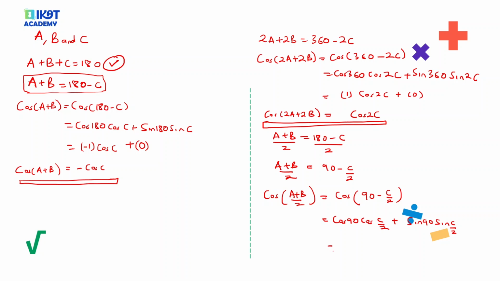You put this into your calculator: cos 90 is 0, so that entire term becomes 0, plus sine 90, which is 1, so this is sine c over 2. So we get cos of a plus b over 2 is equal to sine c over 2. This is how we are always going to have to substitute a term, let's say cos of a plus b with this, cos of 2a with this.